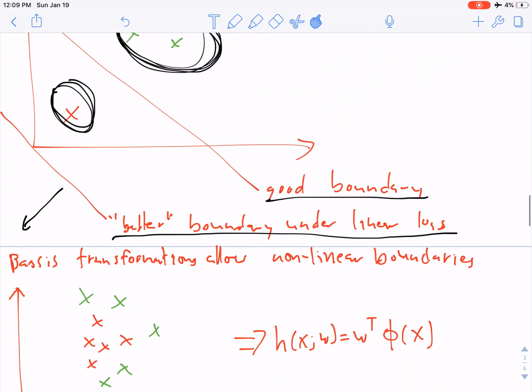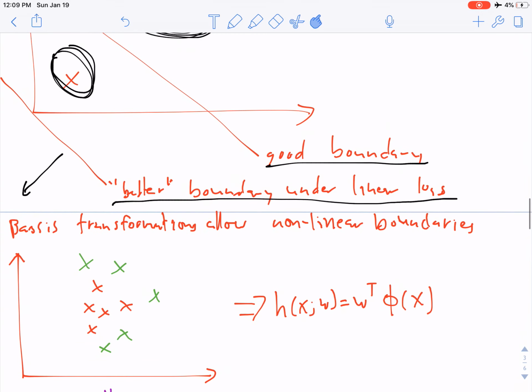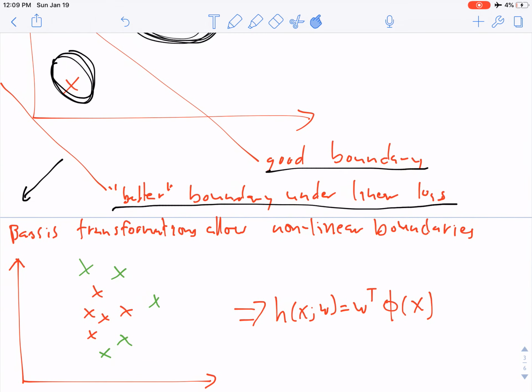So the last thing that I want to say before we hit the math is that basis transformations can allow for nonlinear boundaries. So as we discussed in the linear regression video briefly, if you have this sort of linear formula of w^T x_n, then this defines a hyperplane. And so any data that's linearly separable by a hyperplane, we can separate with this methodology, but we can actually separate other stuff. And we can do this through basis transformations.